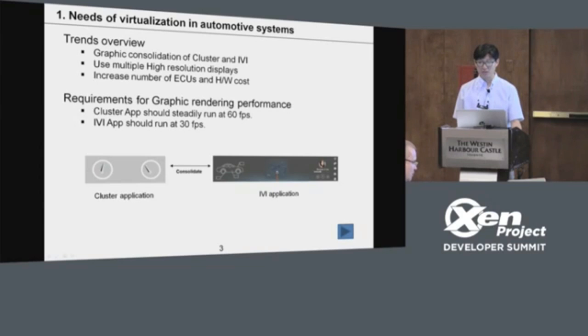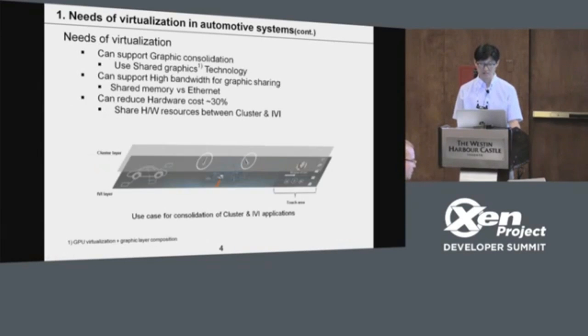One of the requirements for automotive graphic systems is the performance of graphic rendering. Cluster applications like the speedometer and RPM gauge should steadily run at 60 FPS, and IVI applications like navigation or third-party applications should run at 30 FPS.